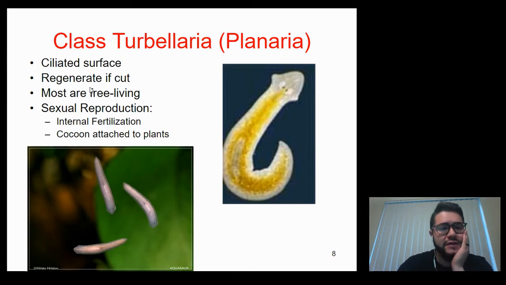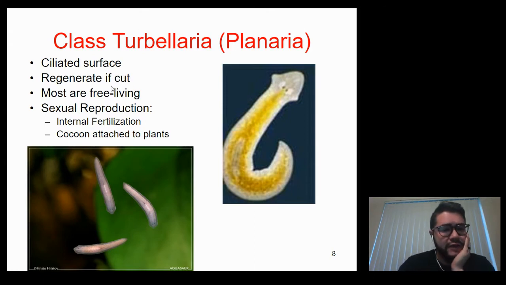They have a ciliated surface. These little organisms regenerate if cut. So they have the ability to regenerate, and in a normal year we do an experiment with them where we cut them in half different ways, and we see how quickly and how well they grow back. But they can do this process on their own. Sometimes in extreme situations, what they do is they trap themselves underneath a rock and physically pull themselves apart so they can undergo regeneration.